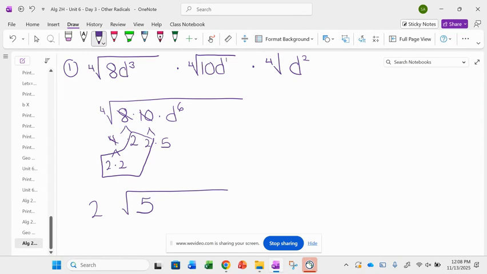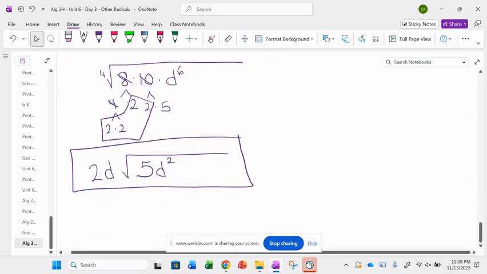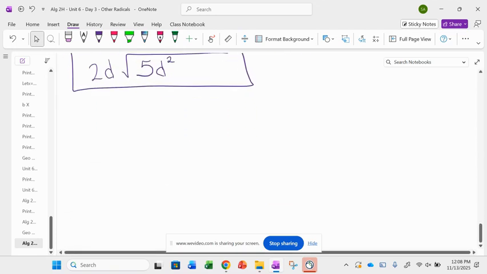And the rule for the exponents is I'm going to take my index and divide the exponent by it. So 4 goes into 6 one time. So 1d is left on the outside, and then there's a remainder of 2. So d to the second is on the inside. Okay, so that's multiplying. Let's talk about dividing.